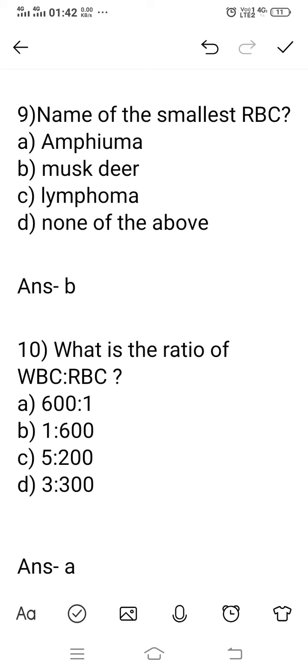Actually, option number A, amphibia, is an example of the biggest RBC. Option number B, masked deer, is the smallest RBC. Option number C, lymphoma, is one type of cancer in the lymphatic gland. Option number D, none of the above. So the right answer is option number B, masked deer.